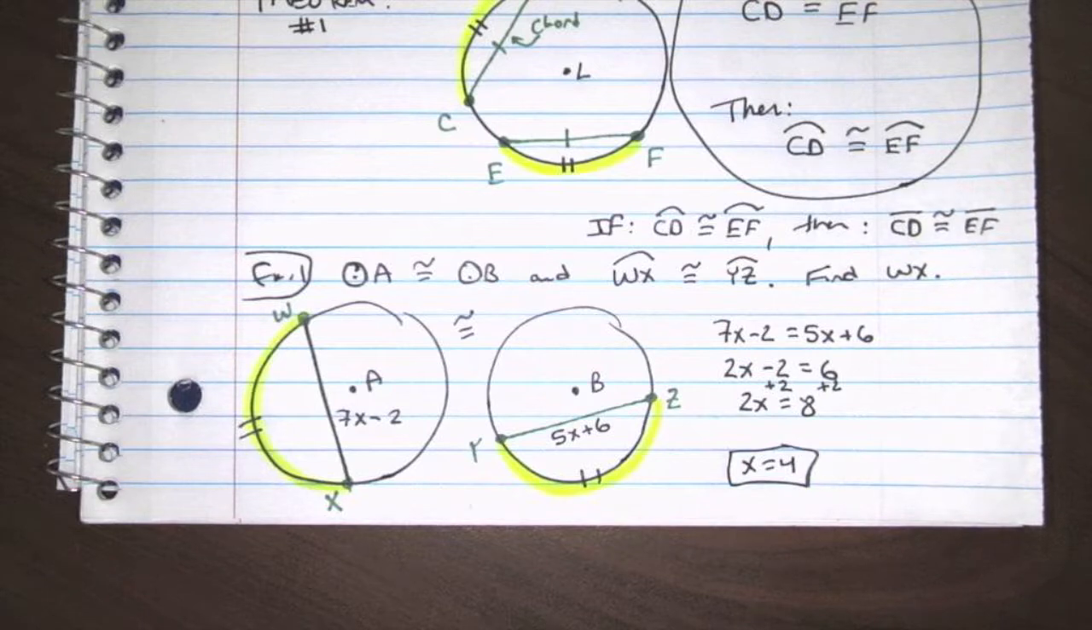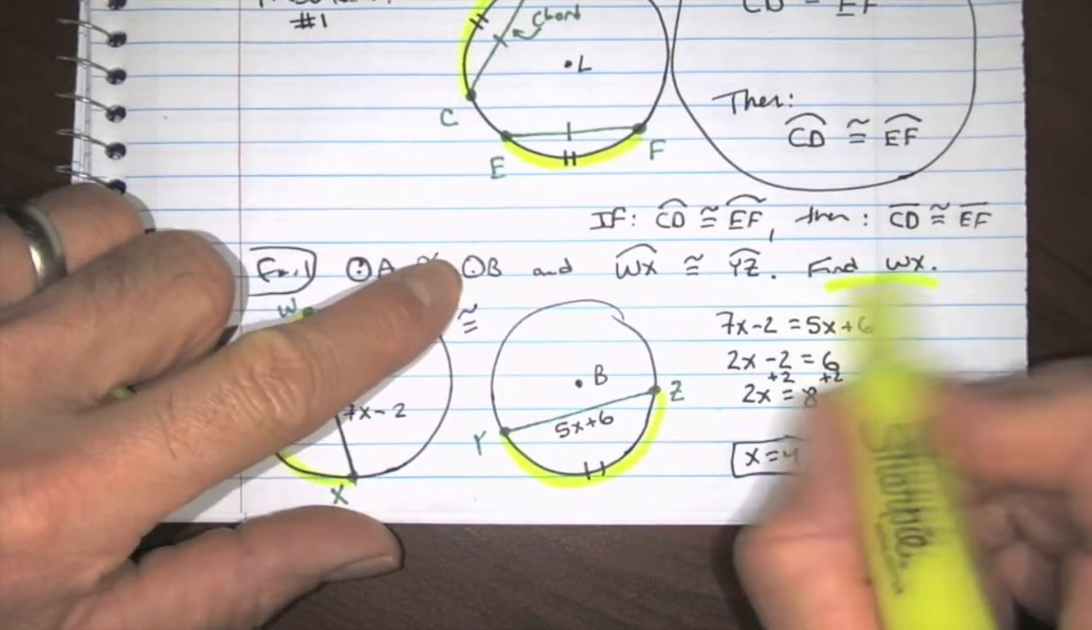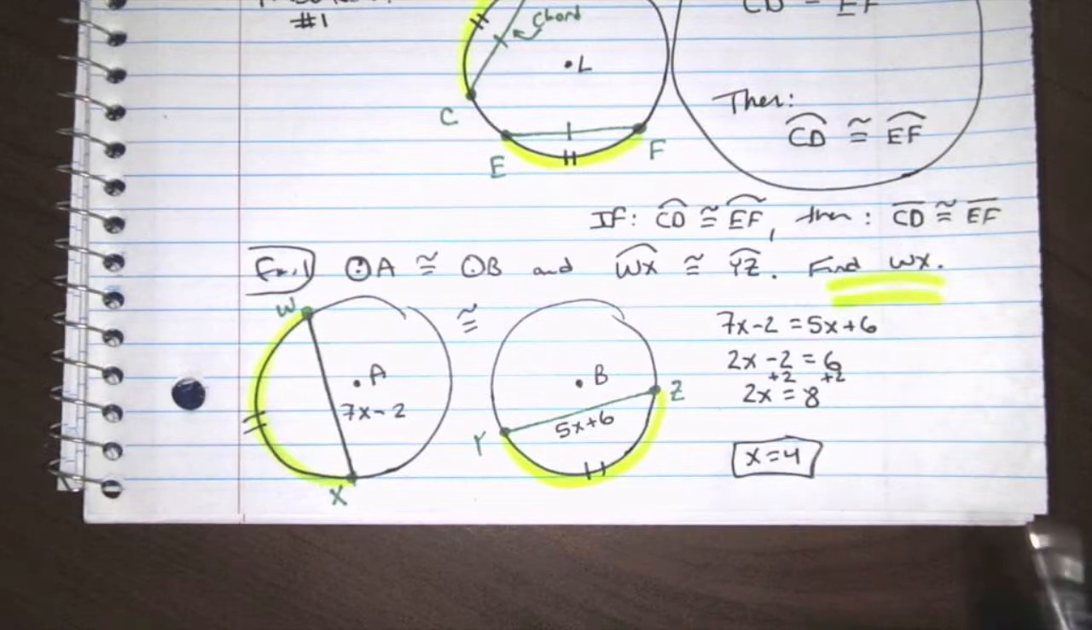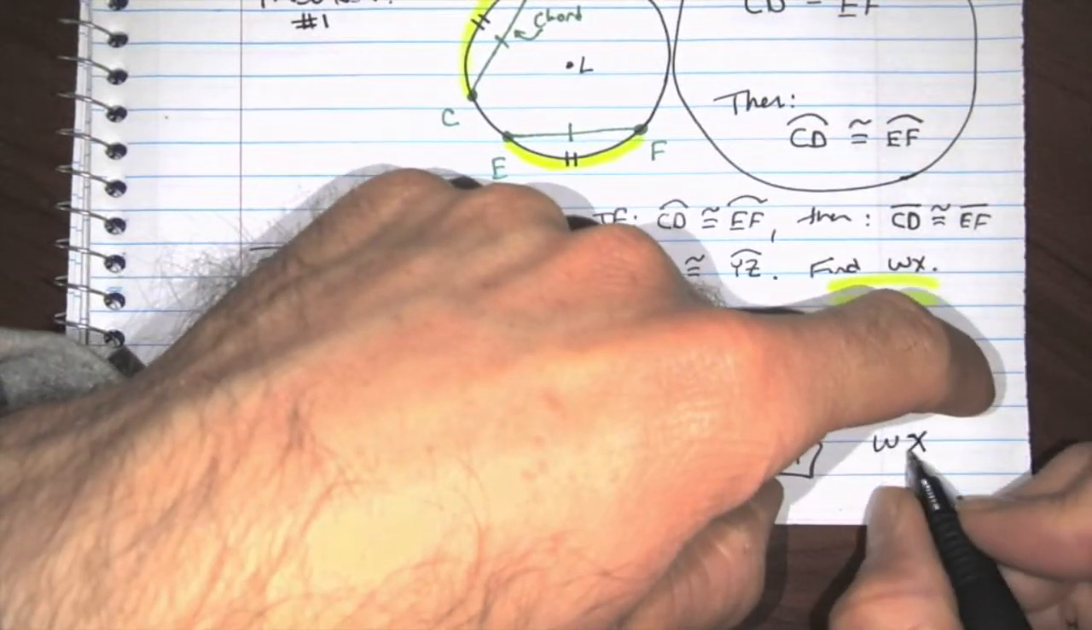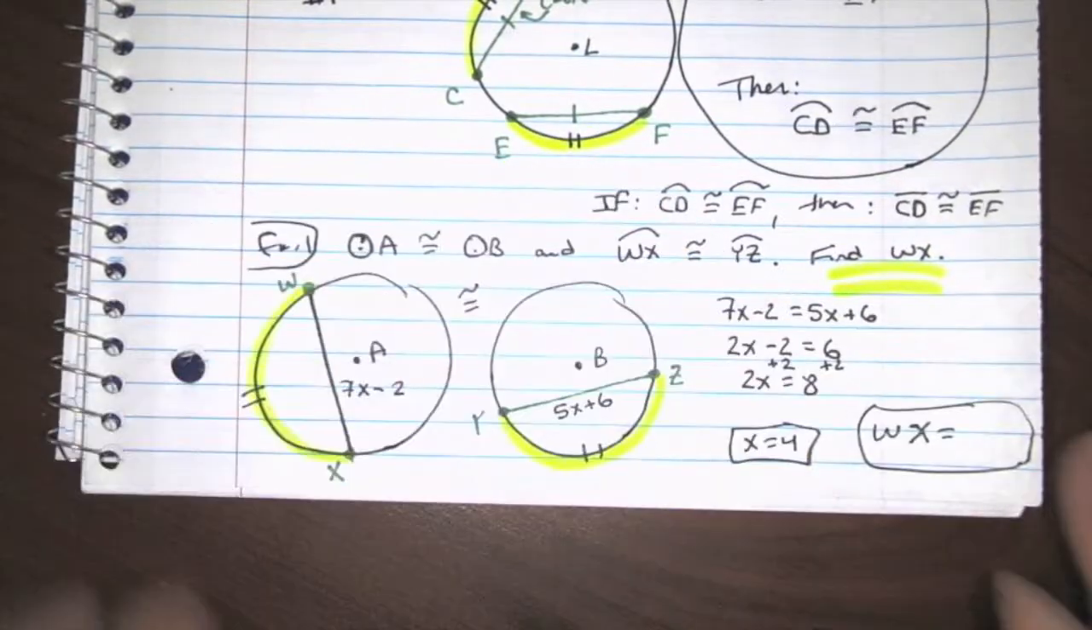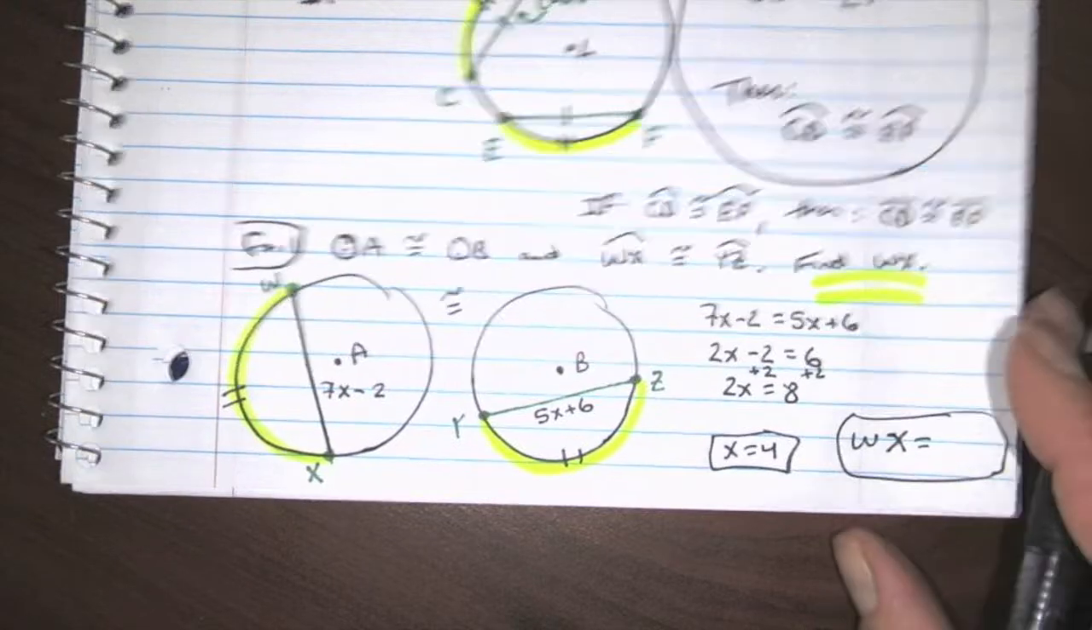x equals 4. Not done. We're not done. Do not move to the next problem. Do not flip the page yet. We need to find WX. So WX is... I don't know. Don't put 4 in there. Don't do that.